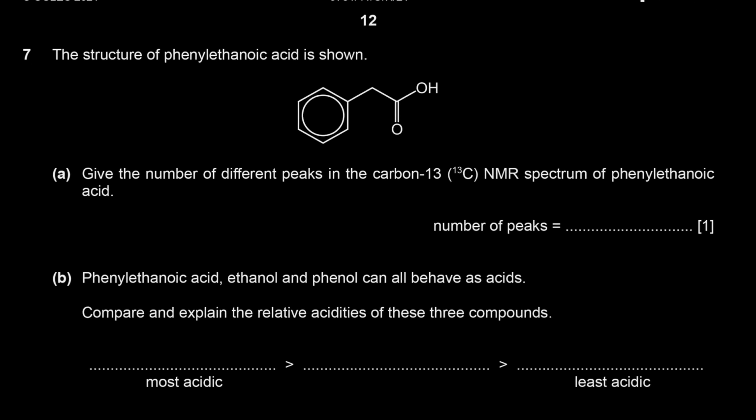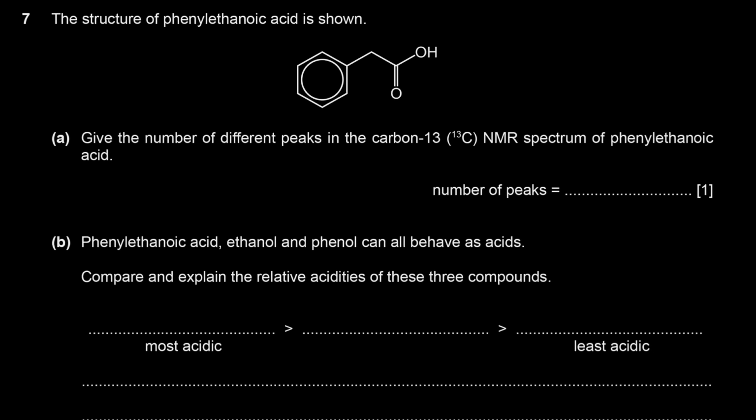The next question that we have here is question number 7. The question says the structure of phenylethanoic acid is shown. Give the number of different peaks in the carbon-13 NMR spectrum of phenylethanoic acid. So how many different types of carbon atoms do we have here?